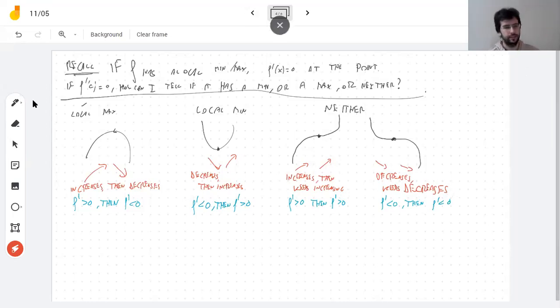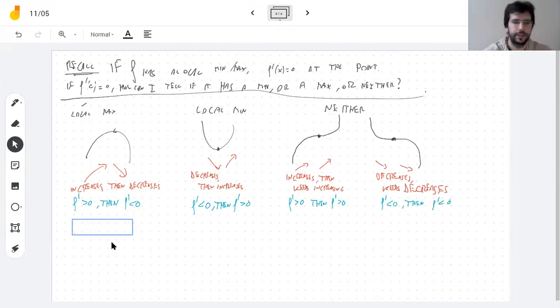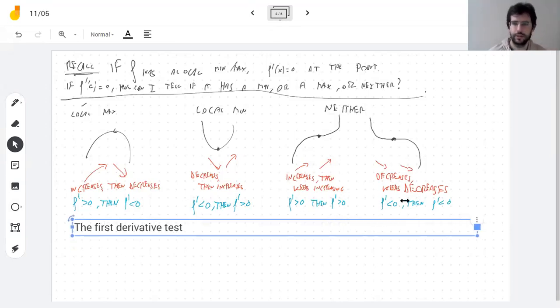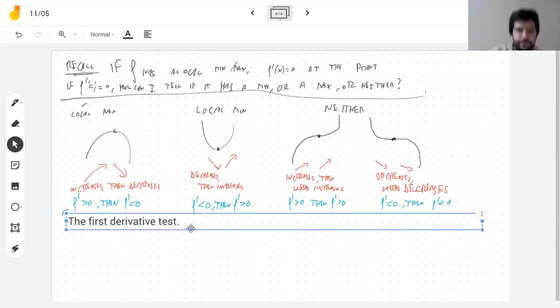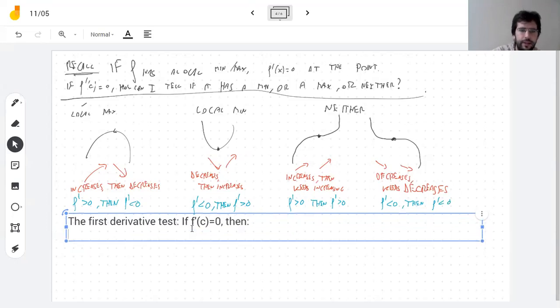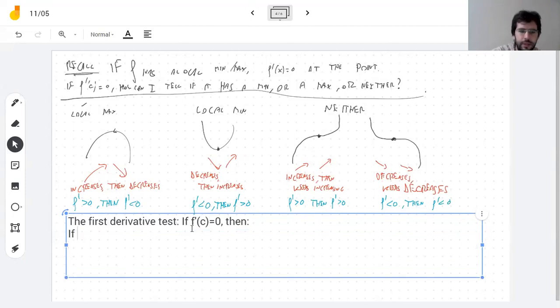So this is what I just wrote down, is what we call the first derivative test. Because we test to see if we have a local max or a min, using the first derivative. If we have a critical point c, then one of three things can happen. If f prime goes from positive to negative, f has a local max at c.